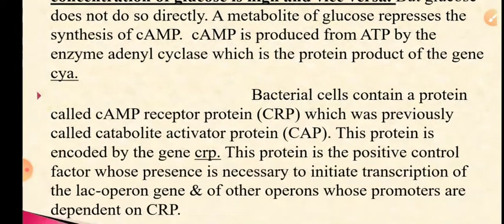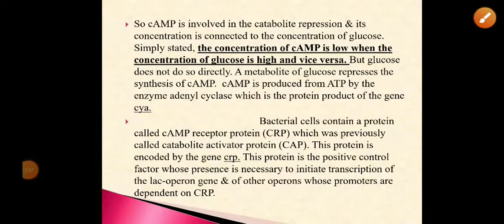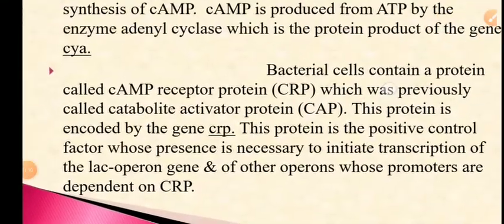CYA. Now, bacterial cells contain a protein called cyclic AMP receptor protein. It is called CRP, which was previously called CAP, catabolite activator protein. This protein is produced by the CRP gene. The protein is the positive control factor whose presence is necessary to initiate transcription of lac operon and other operons whose promoters are dependent on CRP. So simply saying, the promoter, which is the binding site of RNA polymerase, is actually dependent upon CRP.